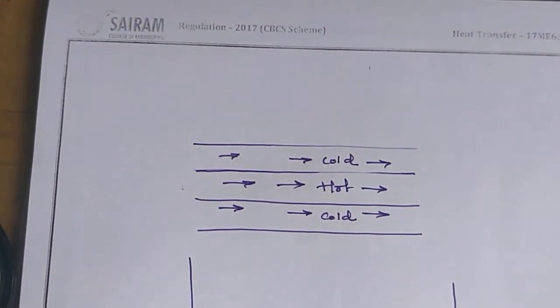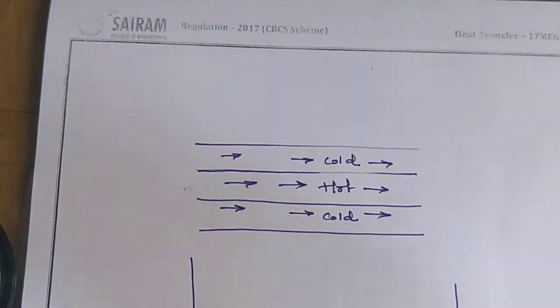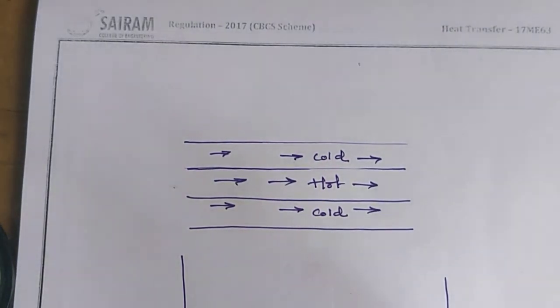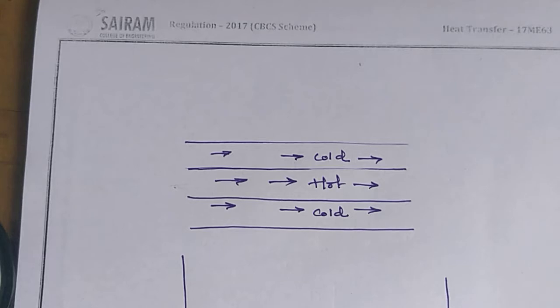Hello students, today we are going to discuss LMTD for parallel flow heat exchanger. Before we start LMTD for parallel flow, we should understand what LMTD is. LMTD is a temperature difference which, if constant, would give the same rate of heat transfer as actually occurs under the variable conditions of temperature difference.